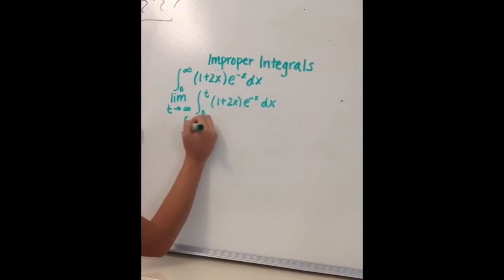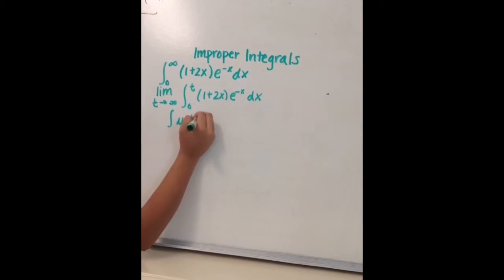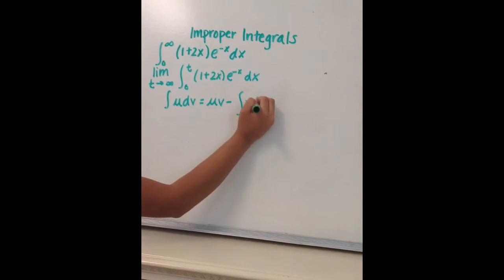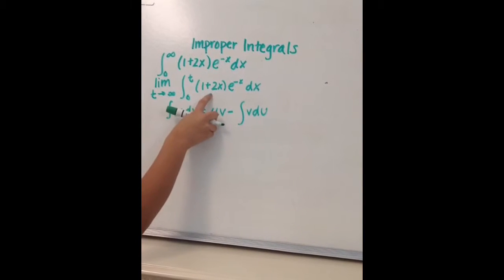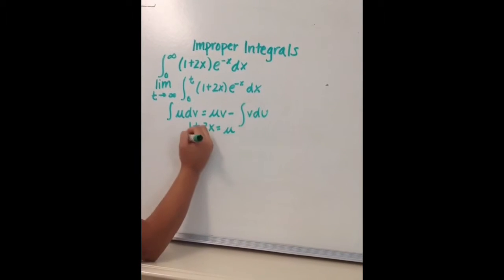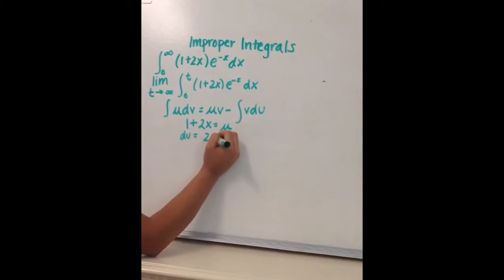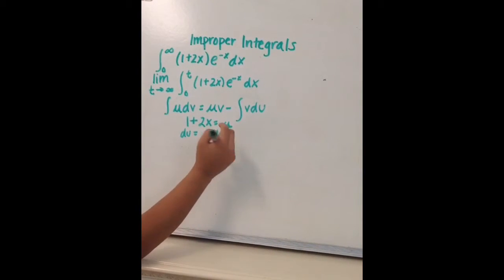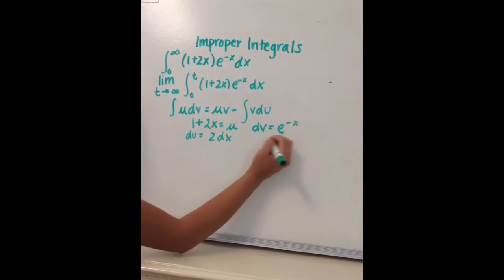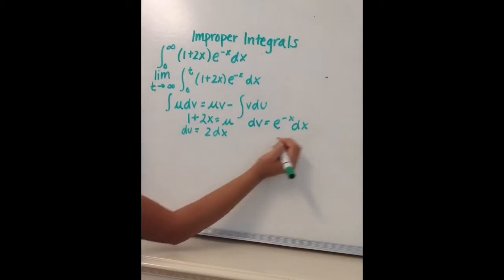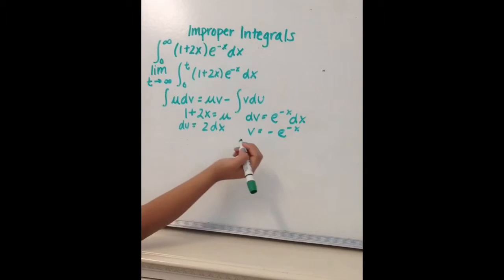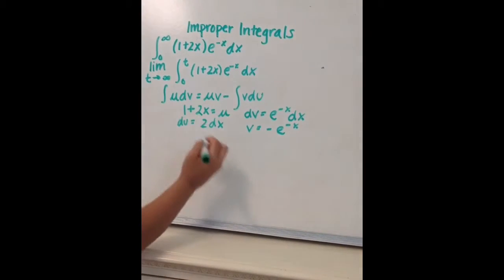So the basic formula for integration by parts is the integral of u dv equals uv minus the integral of v du. So in this case, u is 1 plus 2x. So du will be 2 dx. Now dv is e to the negative x. So v is equal to negative e to the negative x. And then you use this formula to transform this equation.